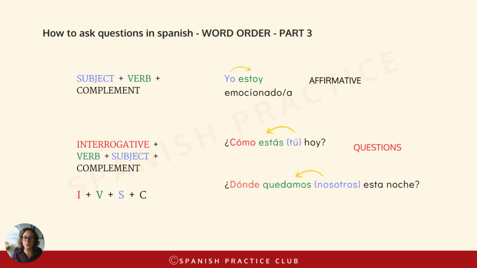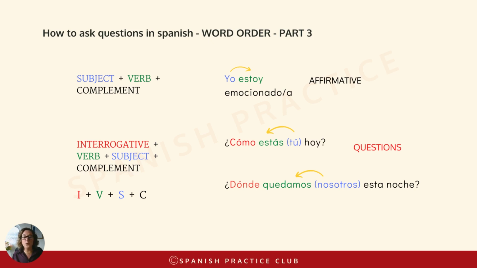So in the previous 2 weeks, we've learned the basic structure of any Spanish sentence, which is the same as the English language. So we've got subject plus verb plus complement. For example, yo estoy emocionada. This is an affirmative sentence with the 3 basic elements. Yo is your subject, estoy, the verb conjugated to the present, emocionada. I am excited. Yo estoy emocionada. An affirmative sentence. This is the word order, so that will never change. It's always the same structure.